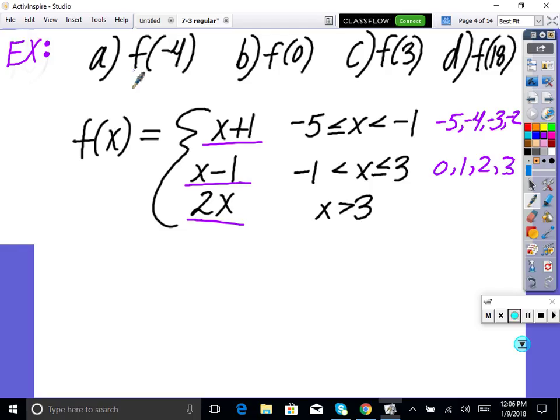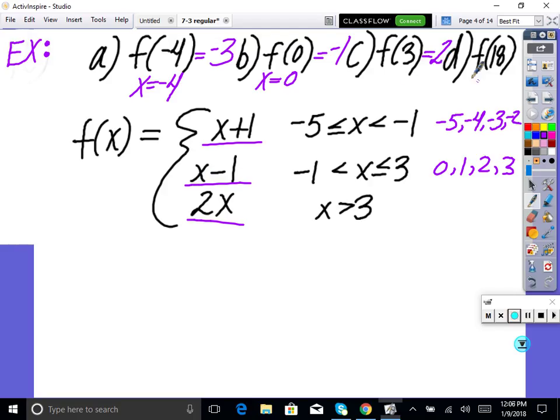So it says find the function when x equals -4, when we plug in -4. Where does that fall? Yeah, the x plus 1. So -4 plus 1 is -3. Our answer would be -3. Okay, function when we plug in x equals 0. Where does that fall? In the middle. 0 minus 1. -1. What's the function when we plug in 3? Won't it still go in the middle one? So 3 minus 1 is 2.